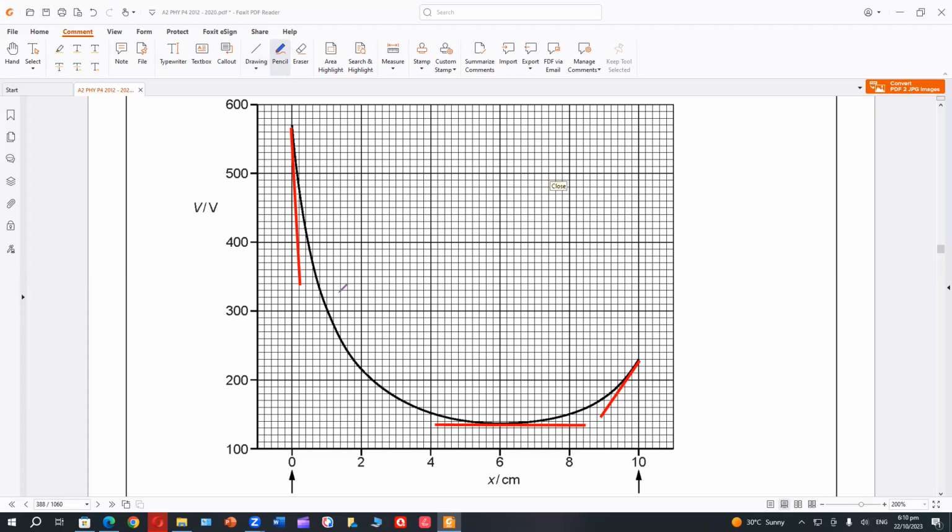Maximum at 0. Very good, because gradient is maximum, so here the force is maximum. What about x equal to 6? Yes, 0 at 6. Force is 0, right?